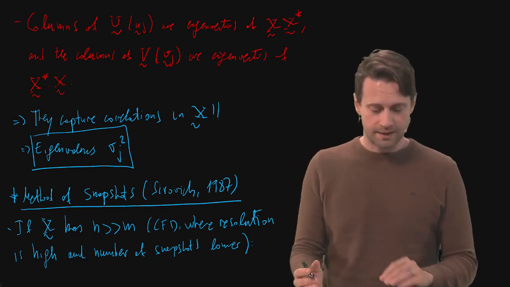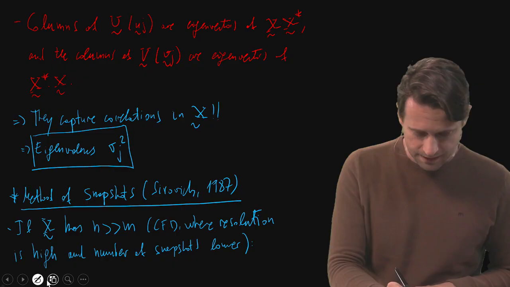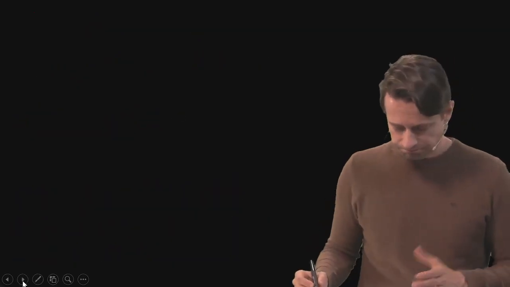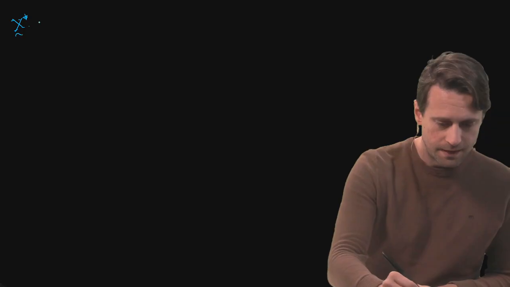So in these cases, you have the following. Let's move to the next screen so we have more space. We're going to have the product X star times X.